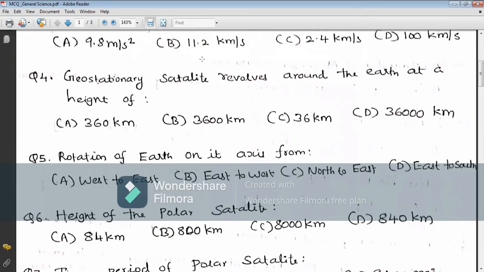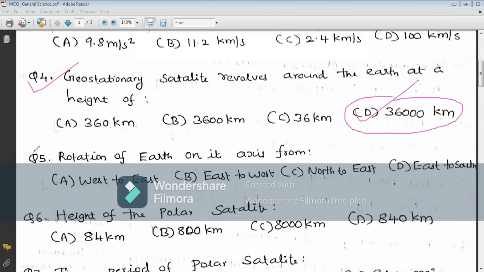Question number 4. Geostationary satellite revolves around the Earth at a height of, which is the right answer? The right answer is 36,000 kilometers. Question number 5. Rotation of Earth on its axis: from west to east, to west, north to east, to south. It's a confusing question. So which is the right answer? Actually, the rotation of Earth on its axis is always from west to east. I should go ahead with option A.